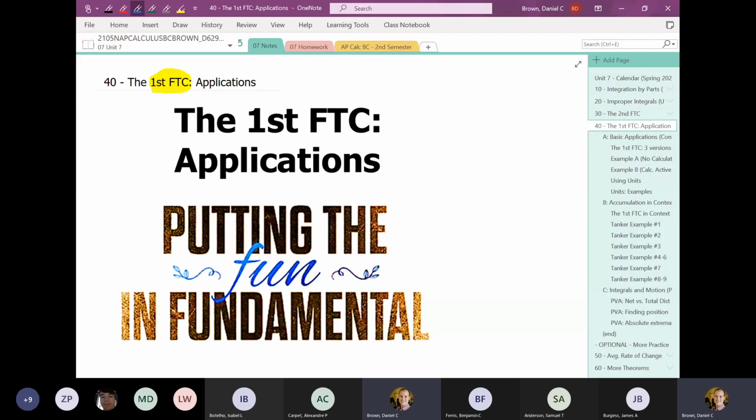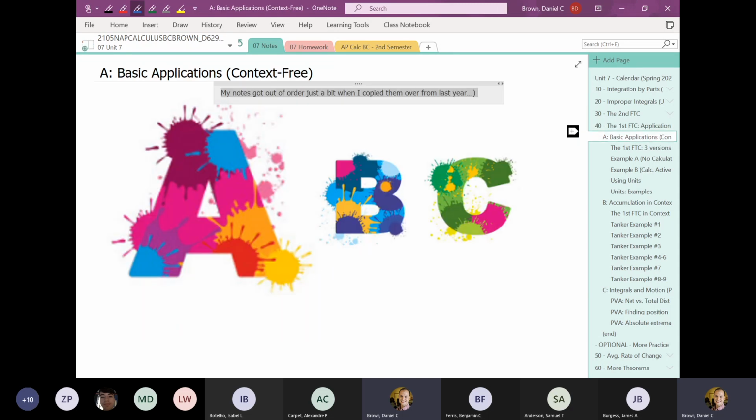But today we are going to start looking at these applications of the derivative. I say application of the derivative because we are going to be doing a lot with derivatives and integrals. The first thing I want to do is review the first fundamental theorem of calculus and look at it a different way. I did notice in third period that some of these notes, for whatever reason, got out of order when I copied them over. We're going to do the first FTC, three versions, example A, example B, and then talk about units.